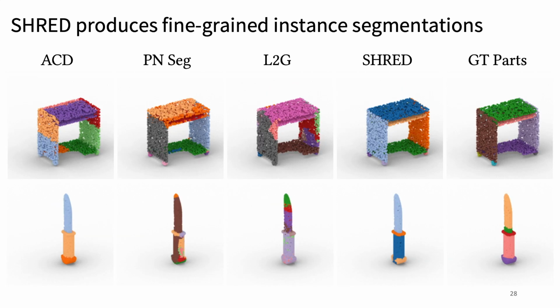Here is a similar qualitative evaluation setup where we show predicted segmentations made by different methods over out-domain shapes. Even though Shred has never seen shapes from these categories during training, it is still able to segment the inputs quite well. For instance, it is the only method that is able to differentiate the table drawer from the table top in this example.